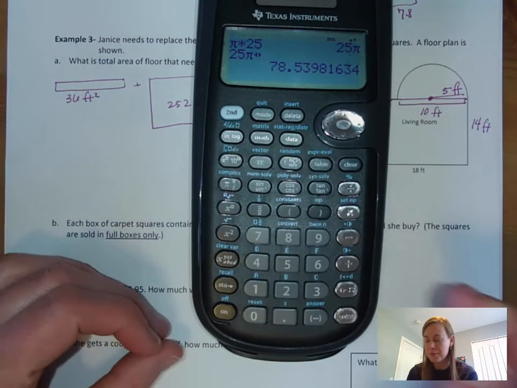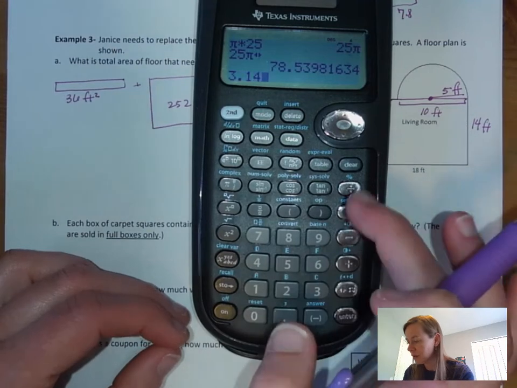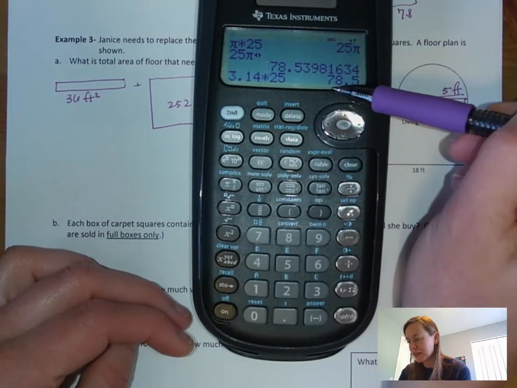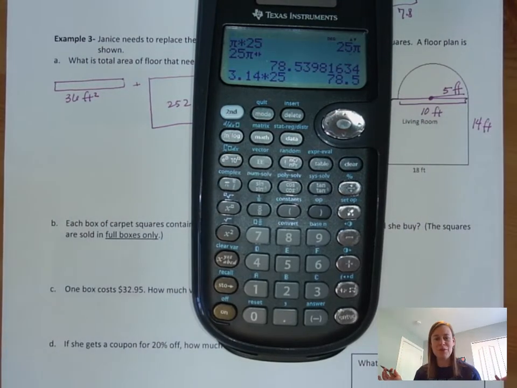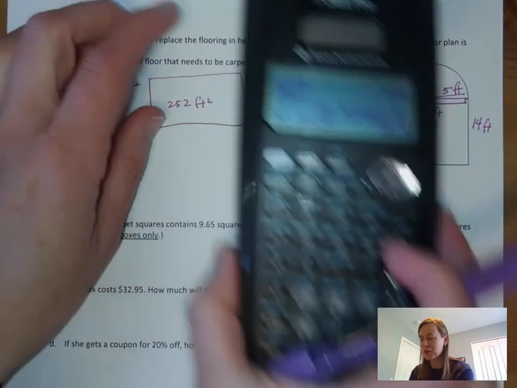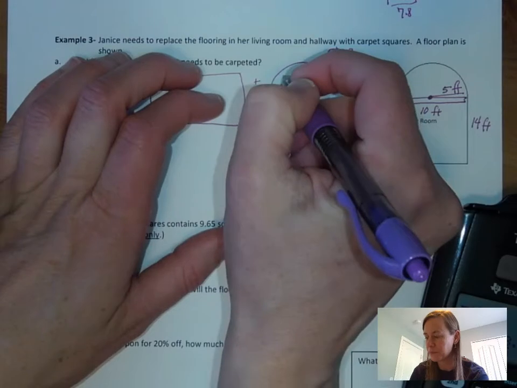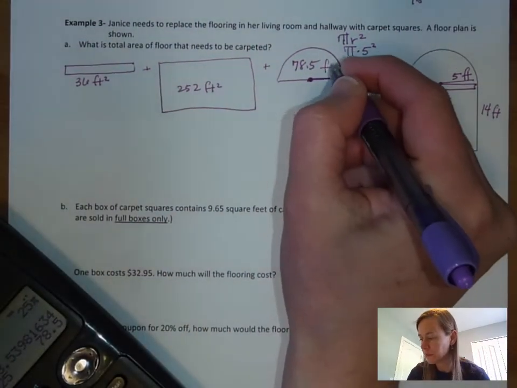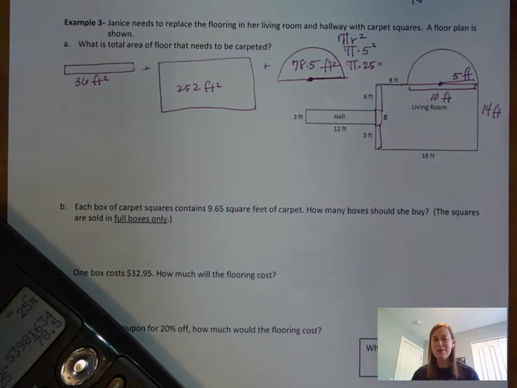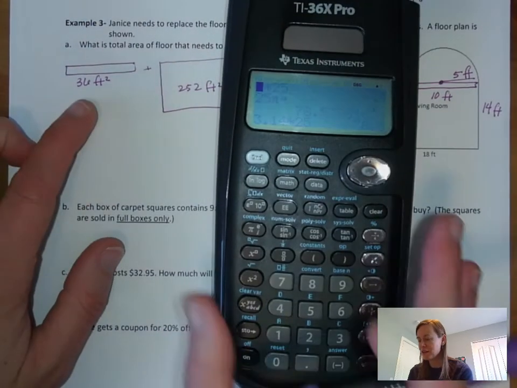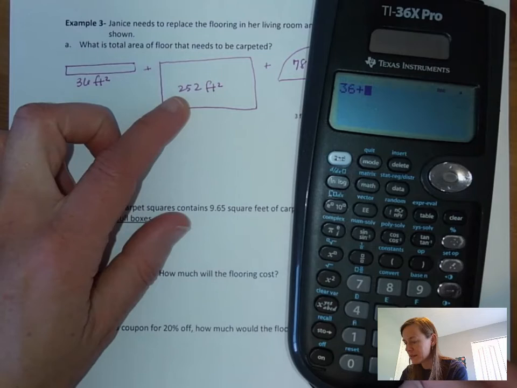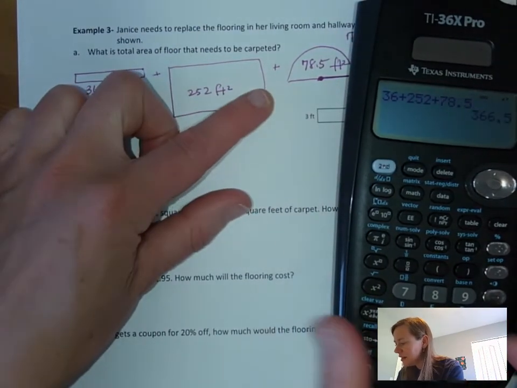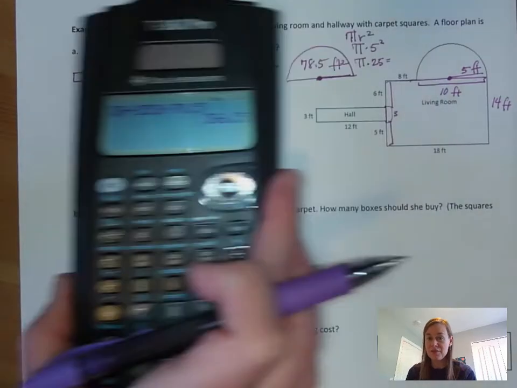Now let's see what would have happened if I had done 3.14 times 25. That's just going to get me 78.5, which is the same enough for our purposes, and that's actually what I'm going to use right here, 78.5. And that's going to be feet squared. Okay, now all we have to do is add them up. So let's do it. We have 36 feet squared plus 252 feet squared plus 78.5 feet squared equals 366.5 feet squared.